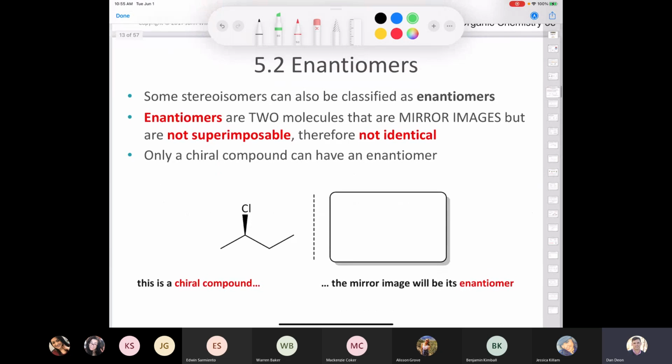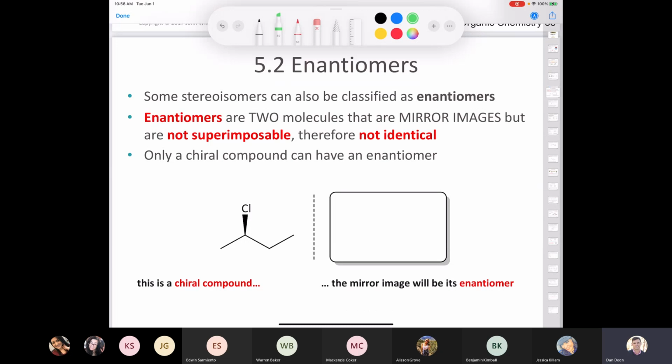So, enantiomers. Enantiomers is a word I haven't used yet. At least I've been trying not to say it because it's so common in the speech of an organic chemist. Stereoisomers, some of them can be classified as enantiomers. What are enantiomers? Enantiomers are stereoisomers that are non-superimposable mirror images. So we've got two mirror images, just like your two hands. They're non-superimposable. That's the definition of enantiomers.